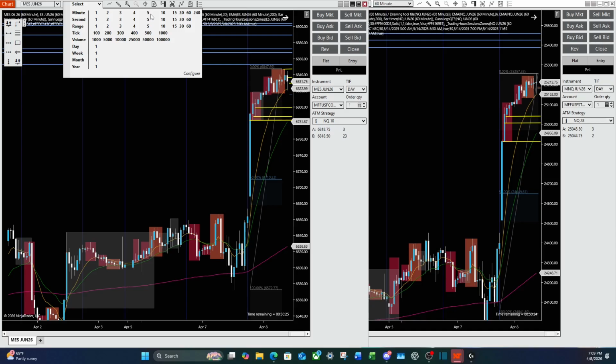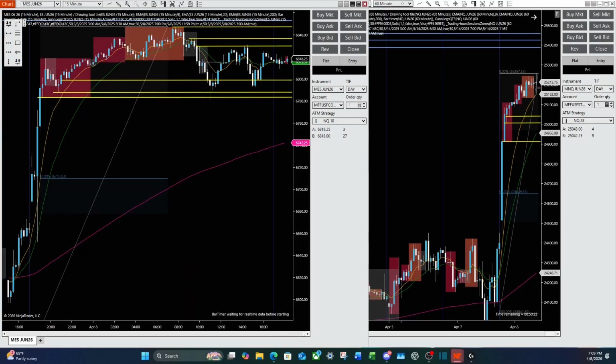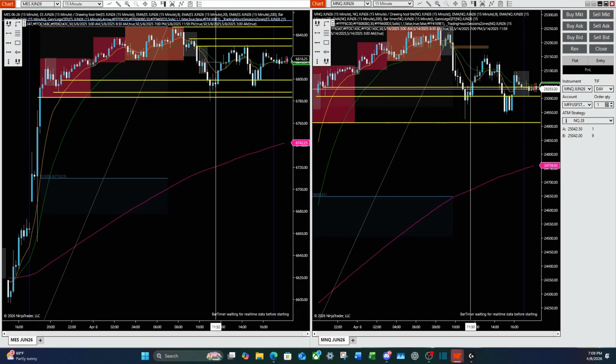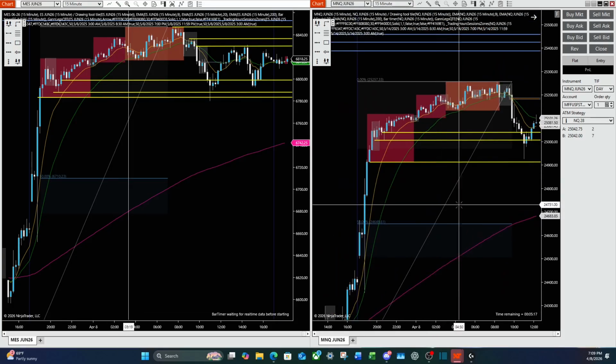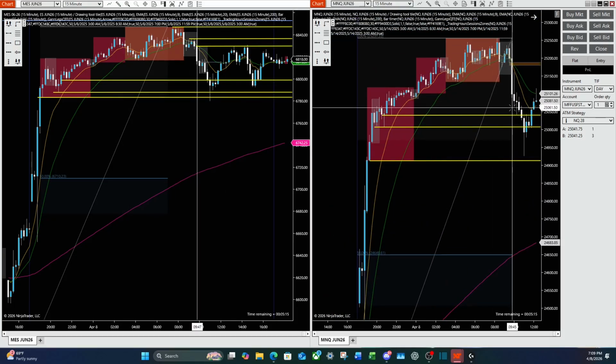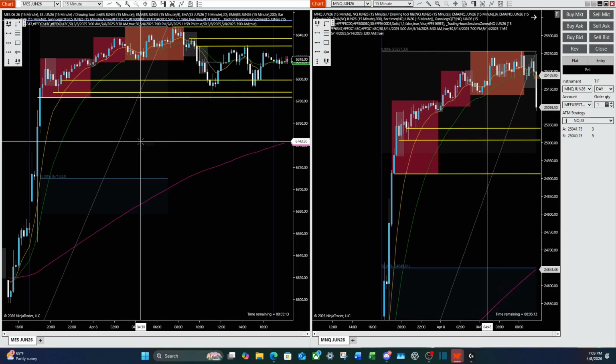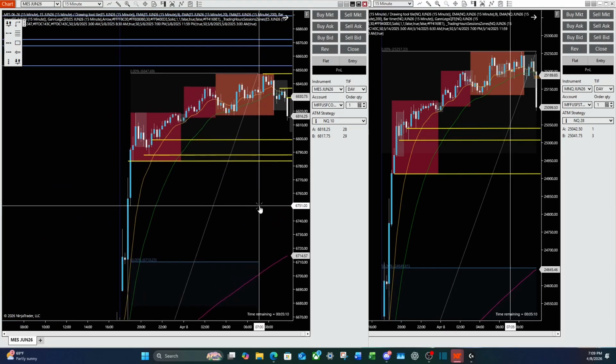If I drop down here to the 15-minute, we'll see what ends up happening here. Now, what do we get? This is our 9:45 candle. Let me get to our 9:45 candle on ES.